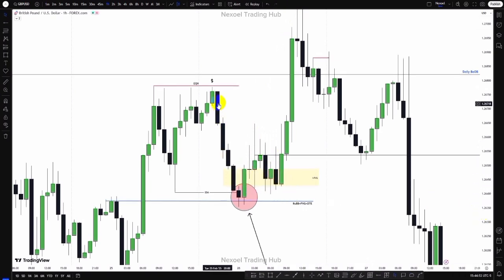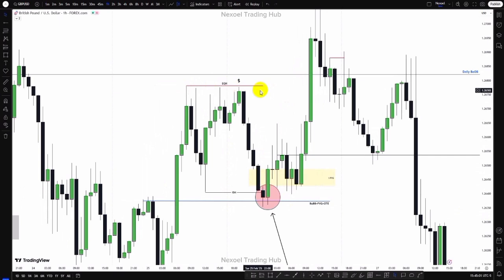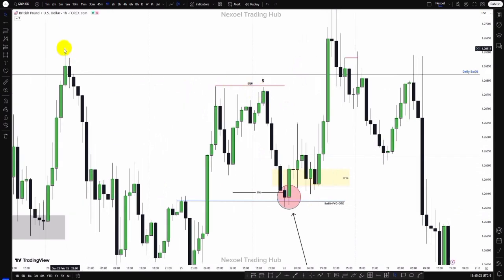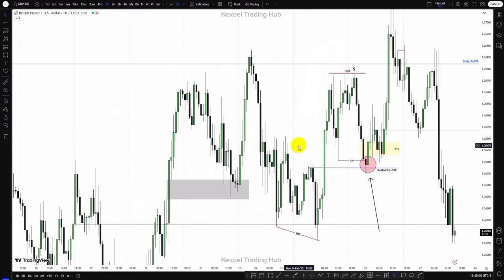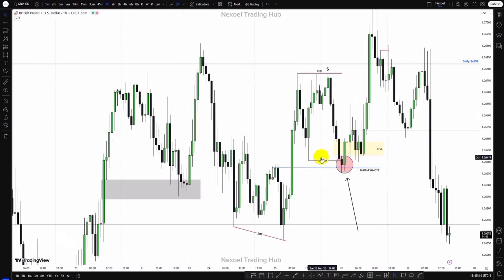So internally, what we can see, the 4 took out liquidity, price pushed, price returned into the 1 hour inversion, sponsored the bullish movement that took out these relatively equal highs and then took out the external buy side liquidity. So we know clearly that this is just an internal structure. This is an internal structural inducement.